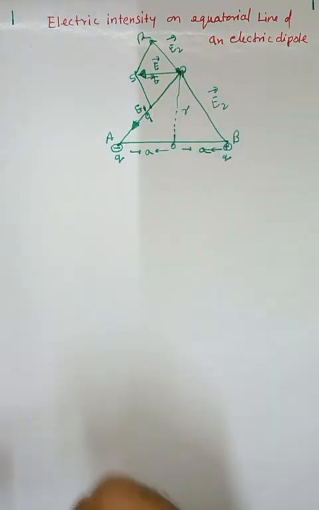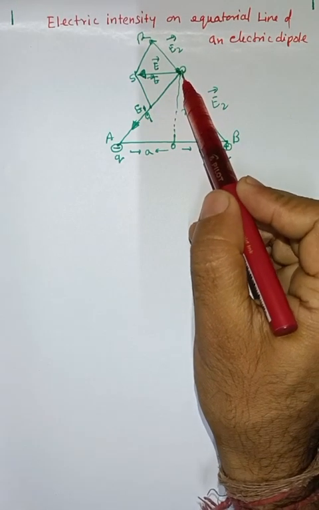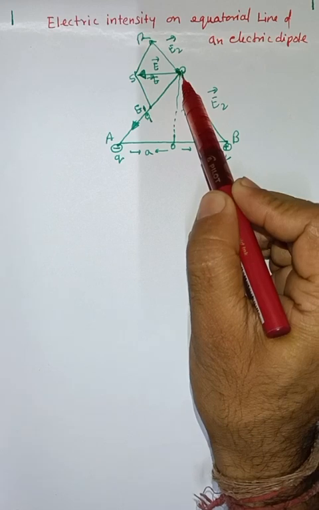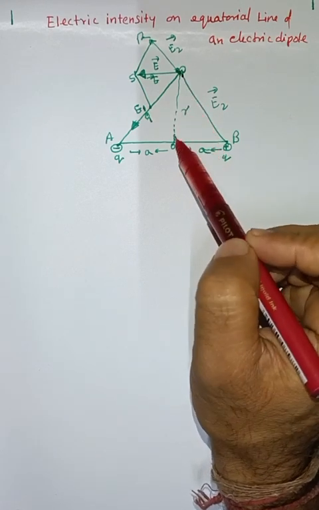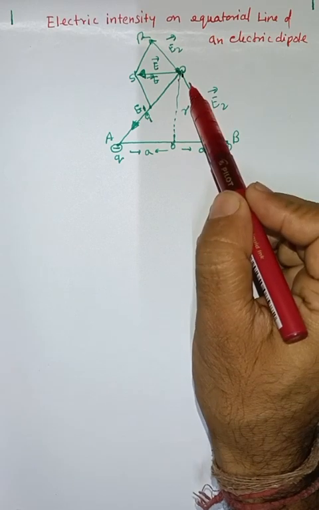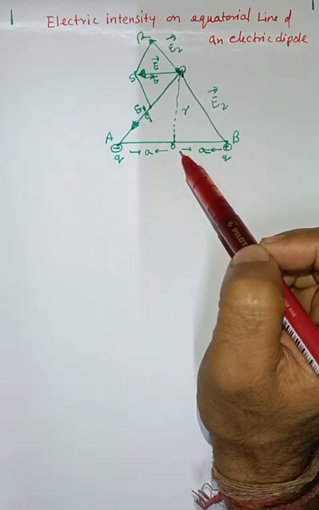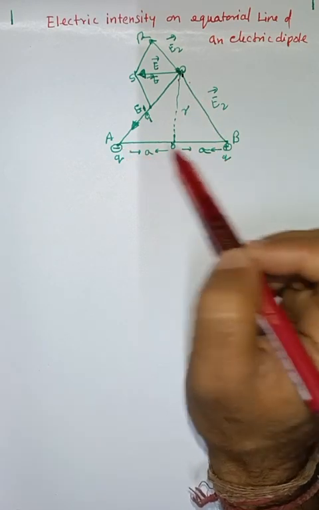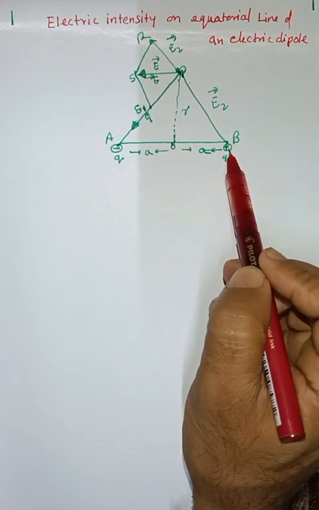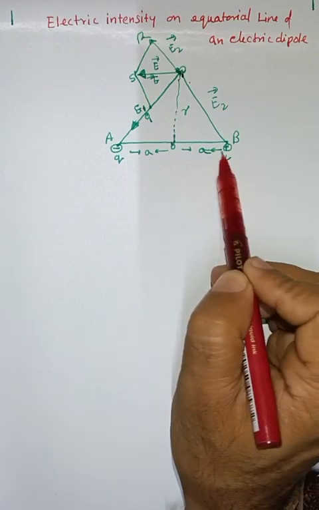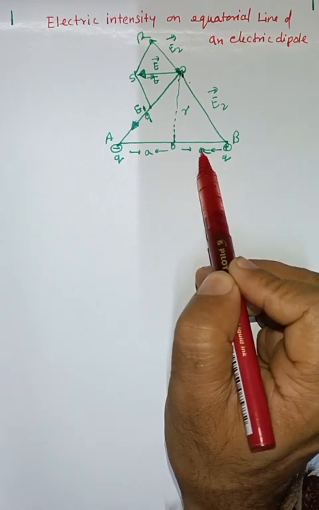Consider a point P on the equatorial line of an electric dipole at a distance r from the midpoint of the electric dipole of length 2a. Electric dipole: this minus charge, here plus q charge, both charges are separated by a small distance 2a.